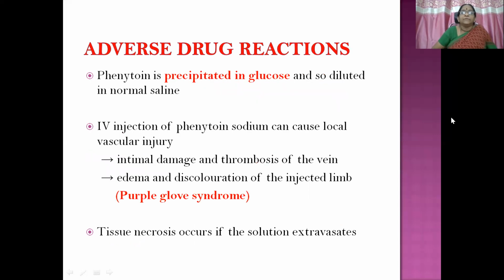So phenytoin is precipitated in glucose, so it is not diluted in 5% dextrose, but in normal saline. And IV injection can give rise to local vascular injury, further intimal damage and thrombosis of the vein, giving rise to edema and discoloration of the injected limb. So purple glove, that's what we have discussed earlier. If the phenytoin solution gets extravasated, it may give rise to tissue necrosis also. This is purple glove syndrome. Okay. Distal to the injection site.